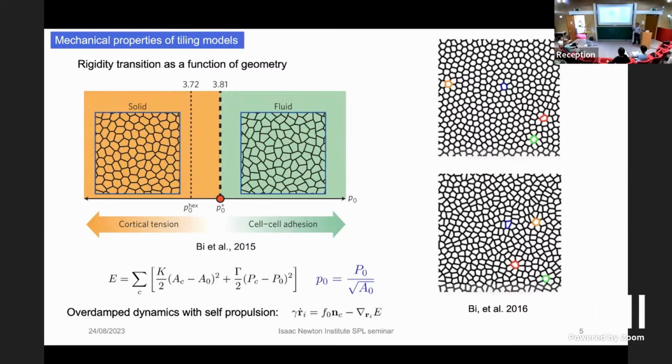Sorry, this assumes all cells are the same area. That's correct. The calculation we did was initially for unit area for all cells. If you relax that condition by having a soft area spring, so instead of a delta function where each cell is constrained, then you can have maybe some slightly different width of the 3.81.